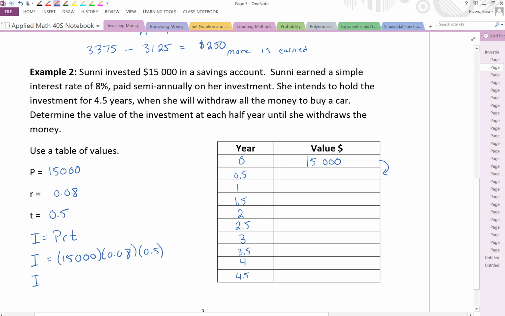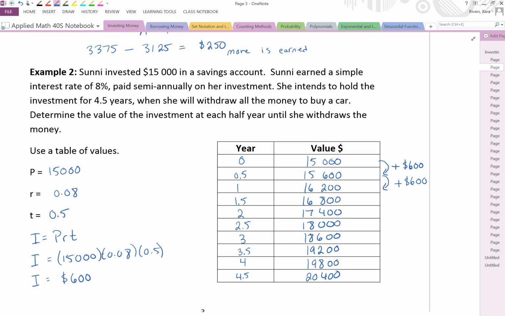Punching all of that into my calculator, I get $600. So to go from year 0 to year 0.5, I add $600. So 600 plus, that would be 15,600. And then the next year and the next year and so on. So go ahead and fill out that whole table for every additional $600 that she's earned for every half year.